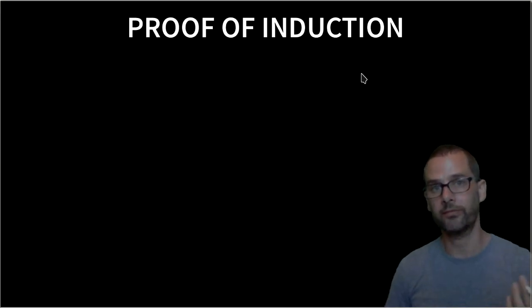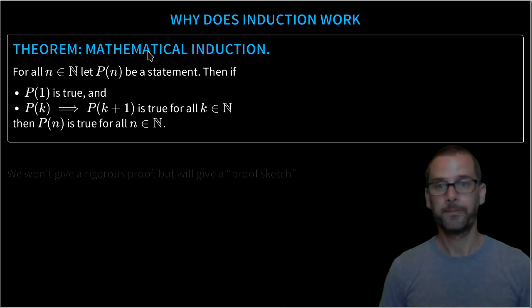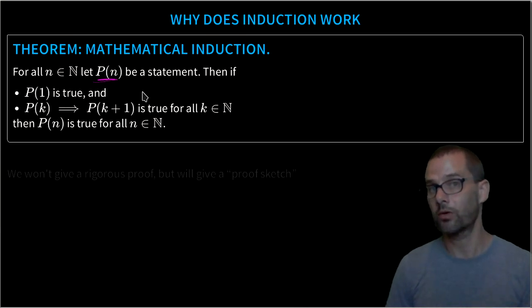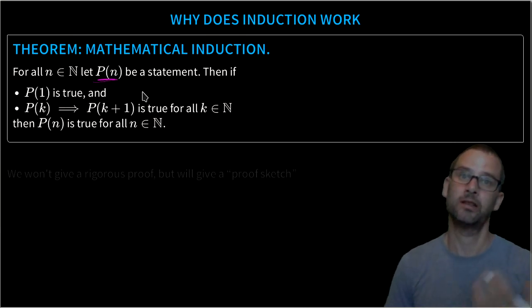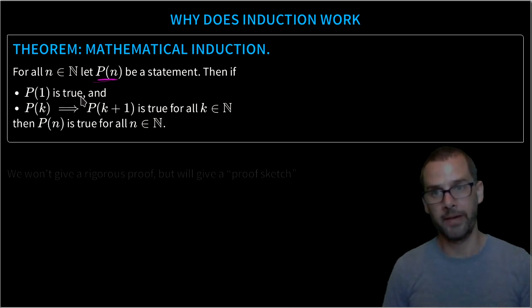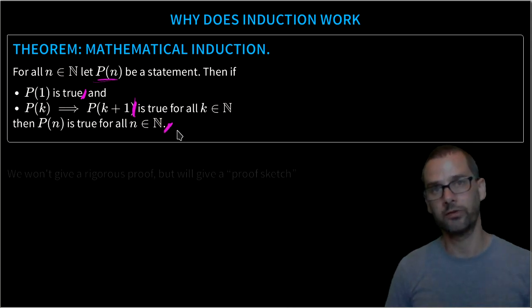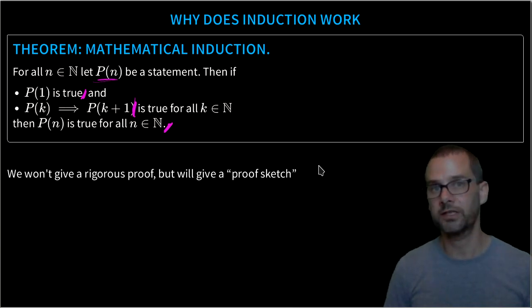So recall from that previous video what the statement of induction is. Mathematical induction says, for all n, let P of n be a statement. As I said previously, this is just a technical requirement to make sure that P of n really is either true or false. No weird stuff is happening. Then provided the base case is true and the inductive step is true, then our statement is true for all n. Now, I won't give a completely rigorous proof here, but I will give a sketch of a proof.